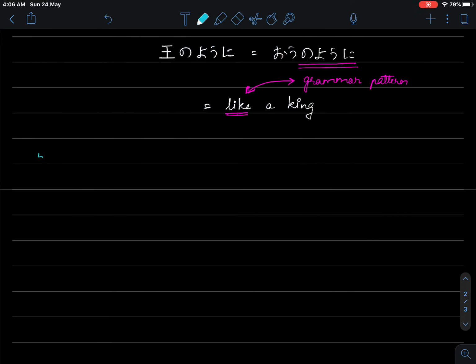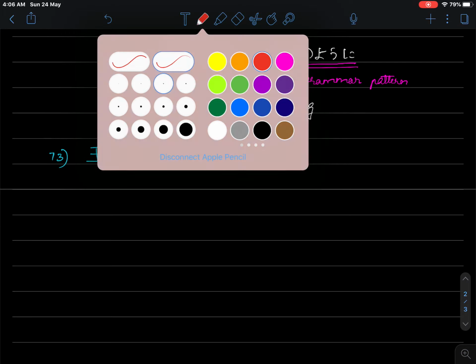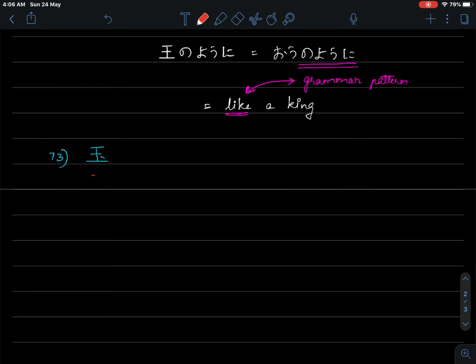This is kanji number 73. I don't know why I was thinking 53, but in any case, okay. So 1, 2, 3, 4, and 5. Okay, so now how do you think about this? Now that we know that this means king, let's think of this last stroke as a ring on the king's finger.